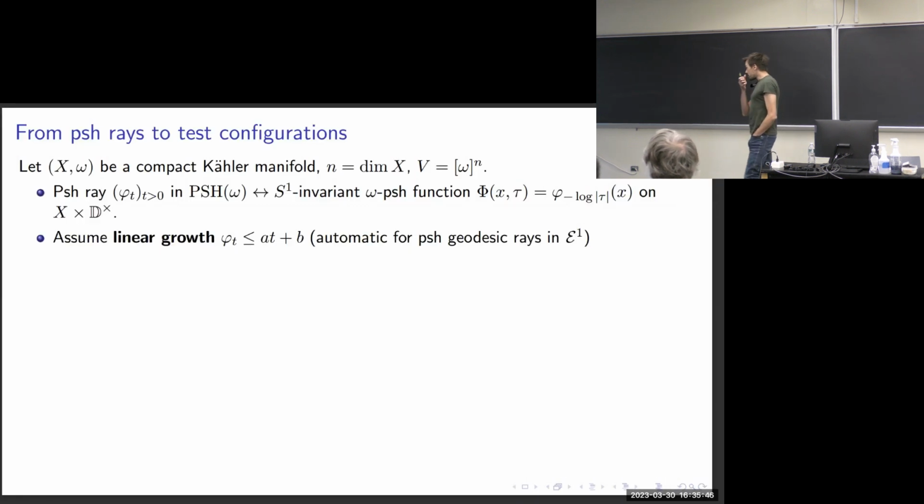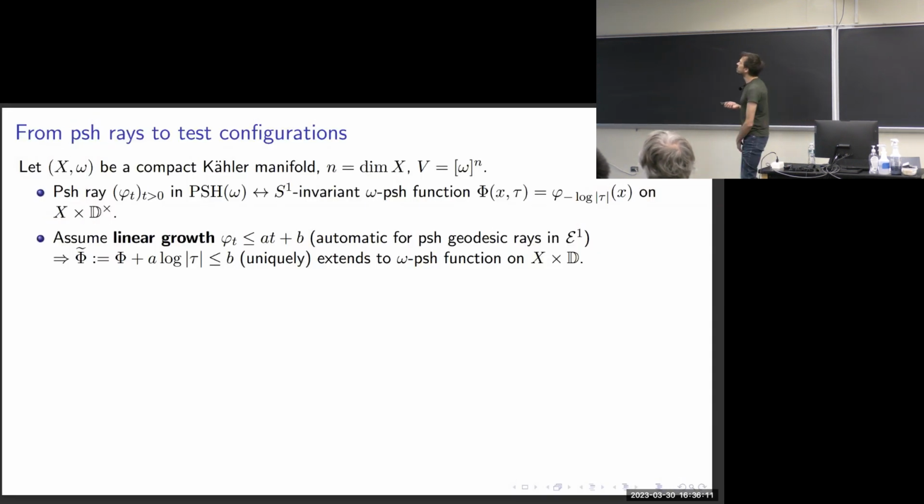So we are going to assume that the growth is at most linear as T goes to infinity. And this is something reasonable because it will be automatic for PSH geodesic rays in E1. You can show that the geodesic condition enables to show that the sup grows at most like big O of T. So if we do that, then we can somehow assume that A is equal to zero. We just shift by the harmonic function log of tau, where tau here is the complex variable in the disk, and we translate phi by adding A times log tau. We get a new PSH function phi tilde, and this one is bounded above.